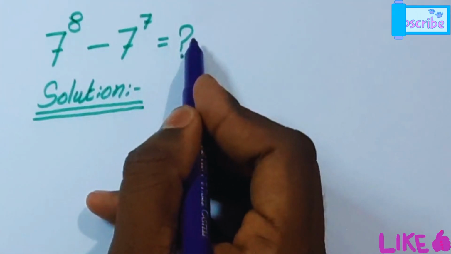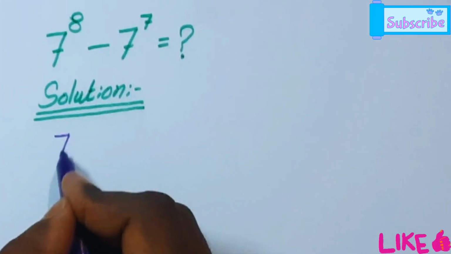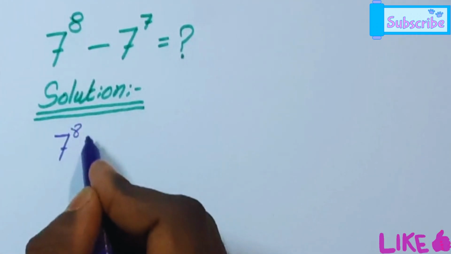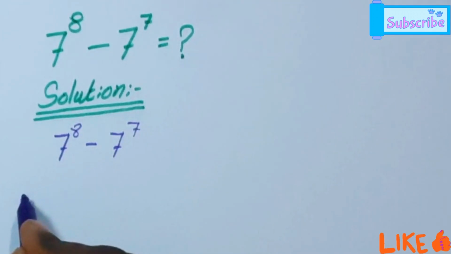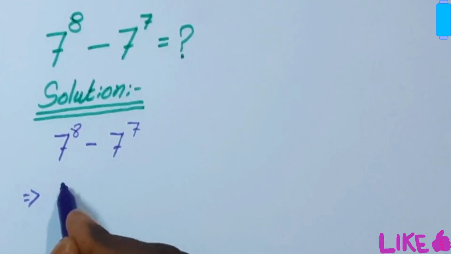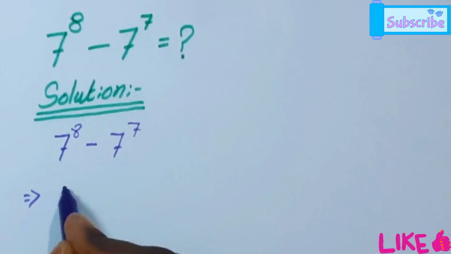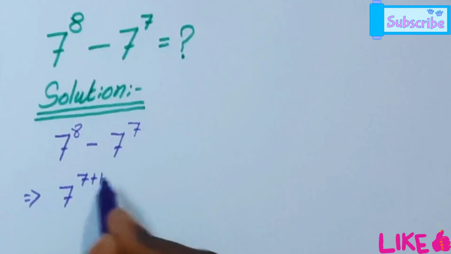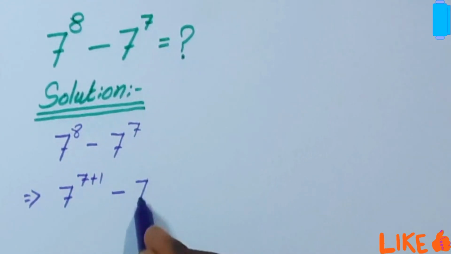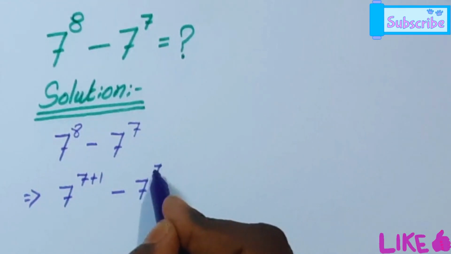Today we are going to solve this problem. Solution: 7 power 8 minus 7 power 7. Now this 7 power 8 can be written as 7 plus 1 minus 7 to the power of 7.